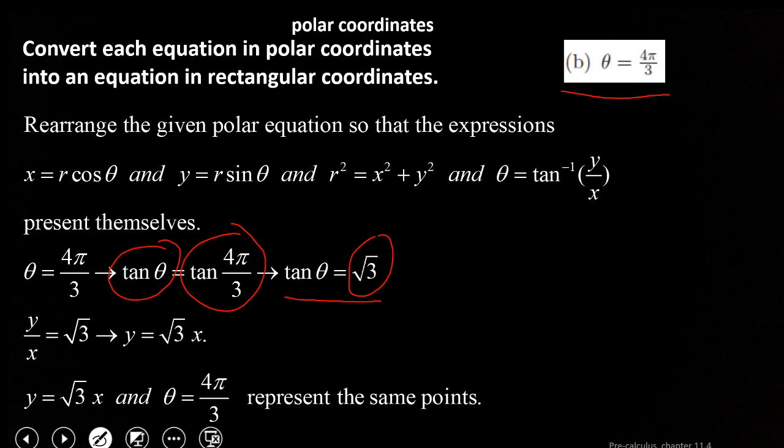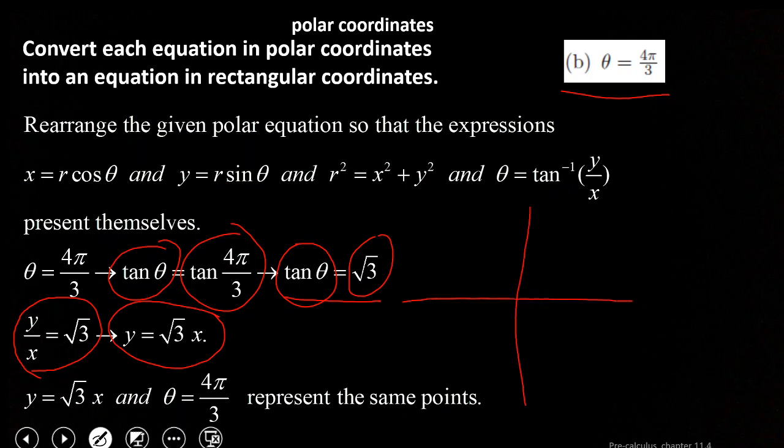But we know what tangent is: y over x. So here we go. And then cross multiply, you have the equation. So this line, which is really 4 pi over 3, is like 240 degrees, right? So this is the line really. When theta is 4 pi over 3, r is free. So r is free. r can be any number.